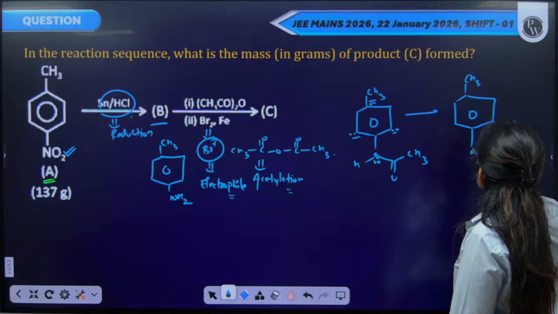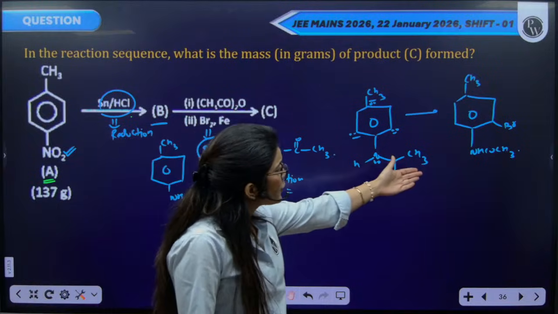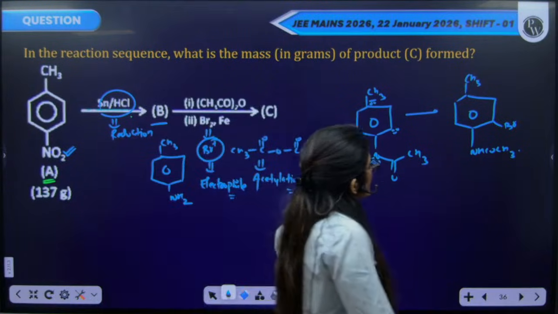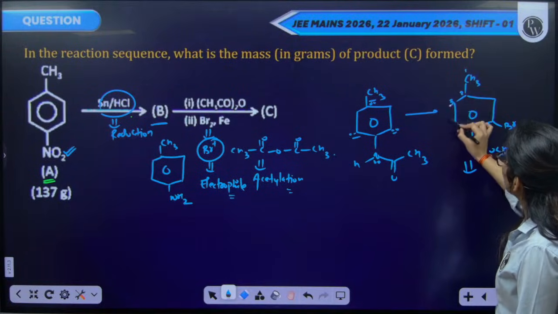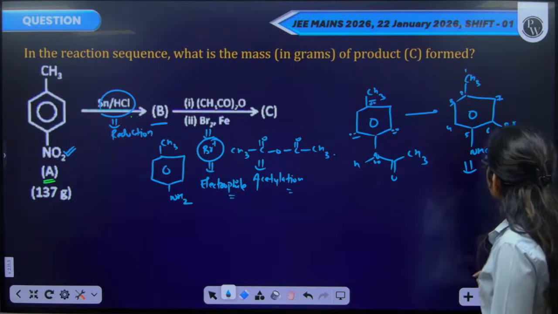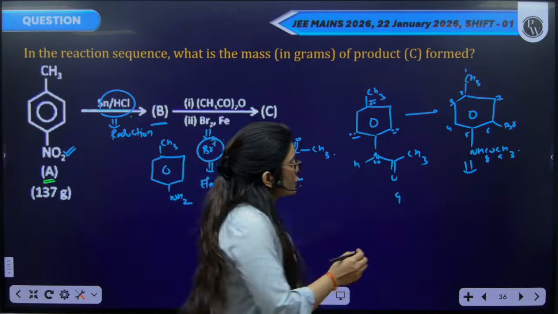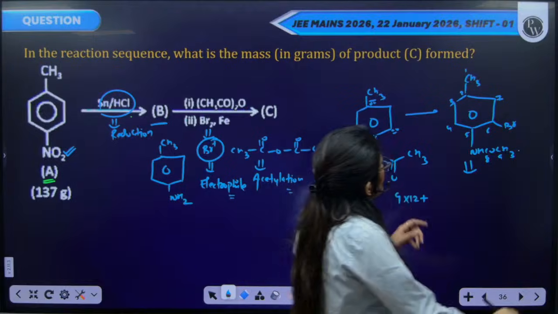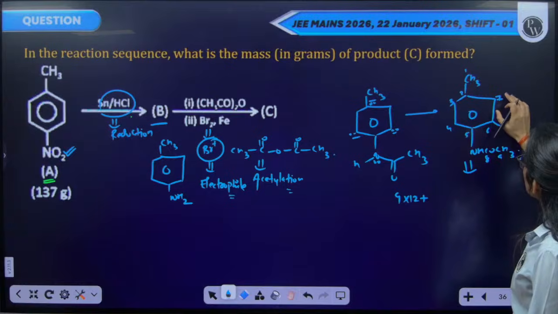Now you don't have to do anything, just count all the carbon atoms, all the hydrogen atoms, and put the nitrogen atom and the bromine, and you can calculate their mass using atomic masses. First of all, count the total number of carbon atoms: 1, 2, 3, 4, 5, 6, and this is 7, this is 8, and this is 9. So in total you have 9 carbon atoms, and for one carbon the atomic mass is 12. So 12 into 9, plus. Then you have to count the number of hydrogens.